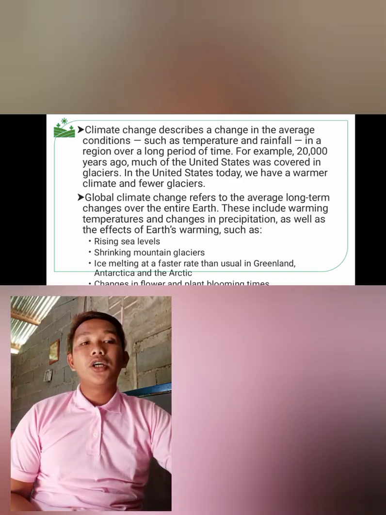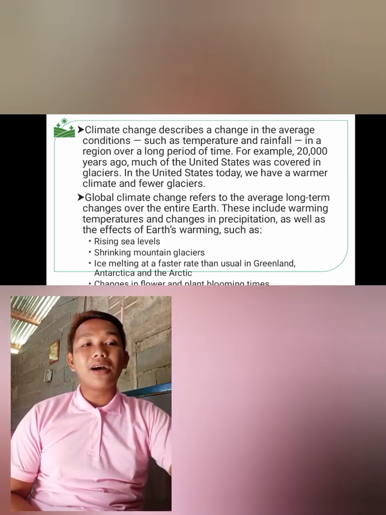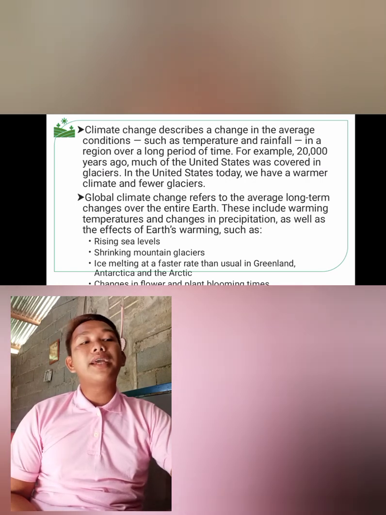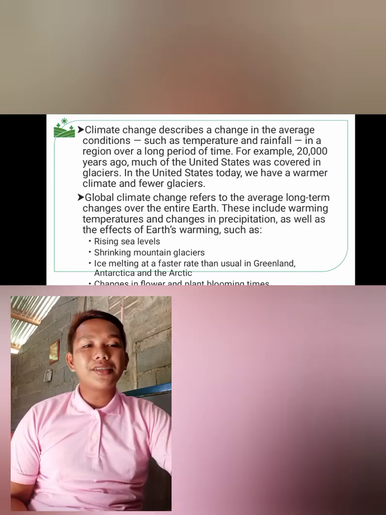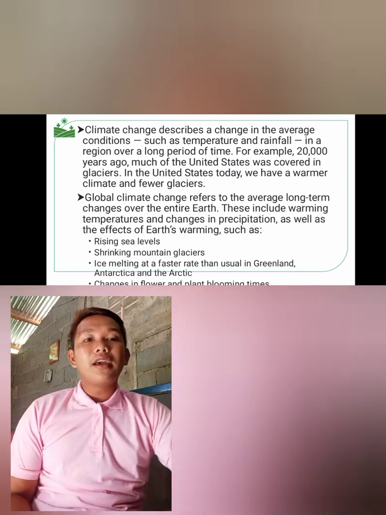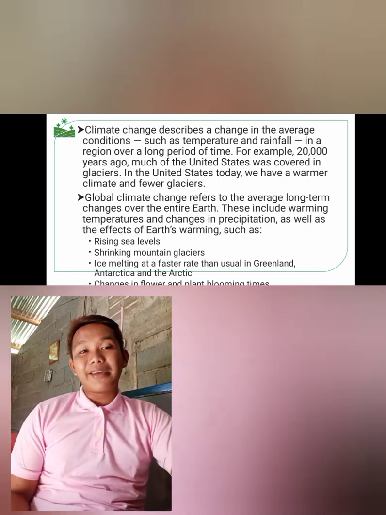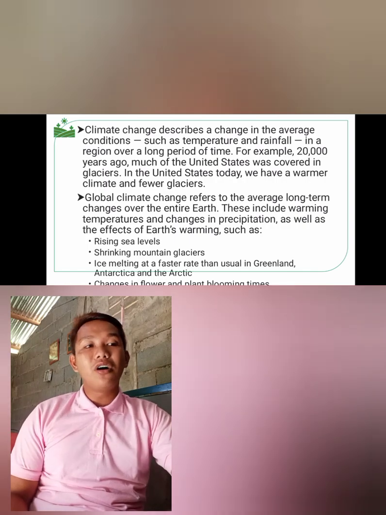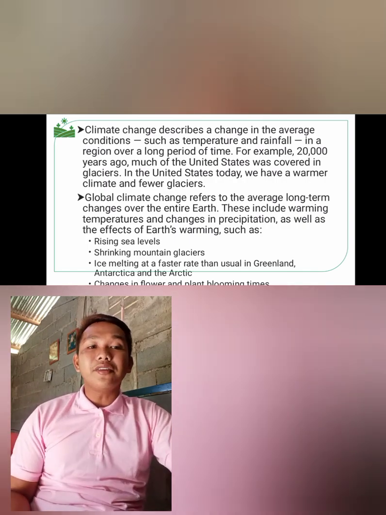For example, 20,000 years ago, much of the United States was covered in glaciers. In the United States today, we have a warmer climate and fewer glaciers. Global climate change refers to the average long-term change over the entire Earth.